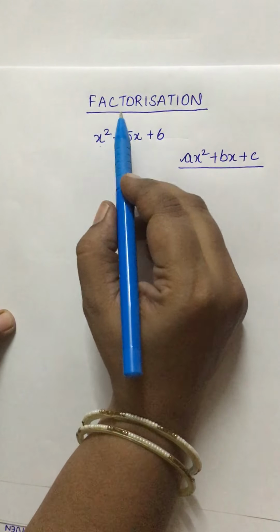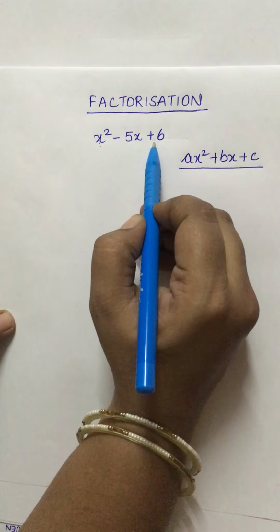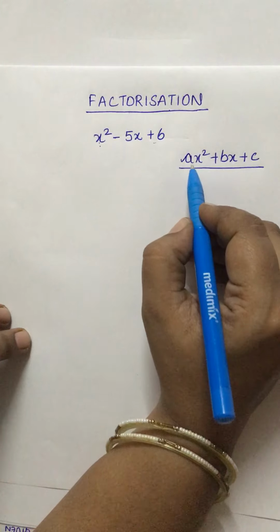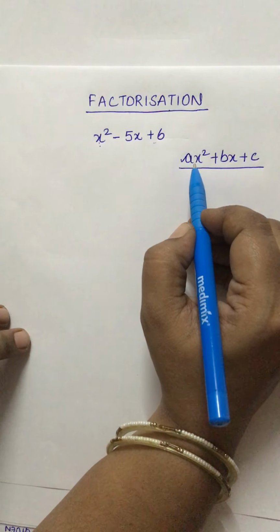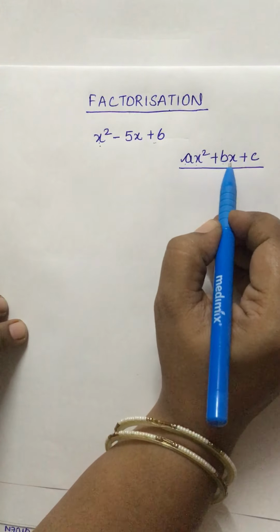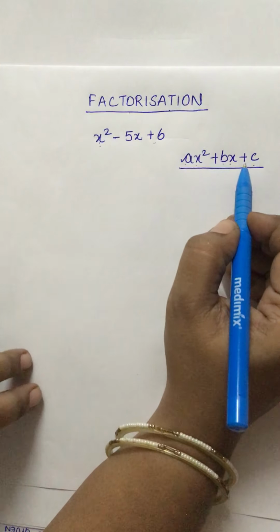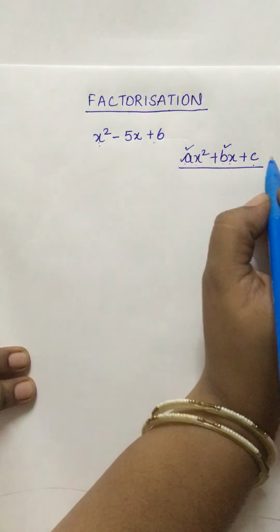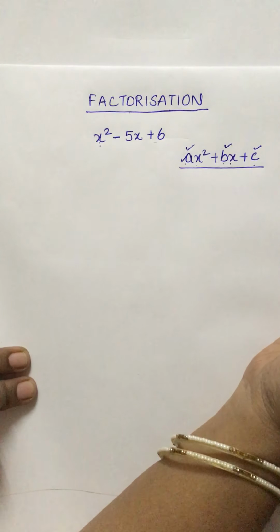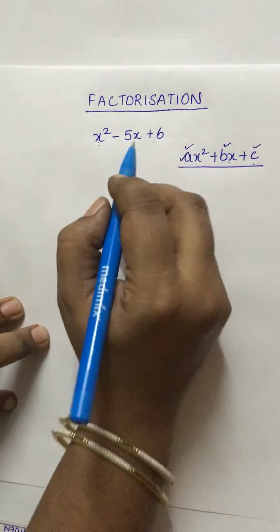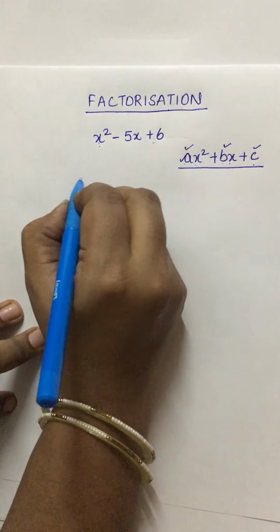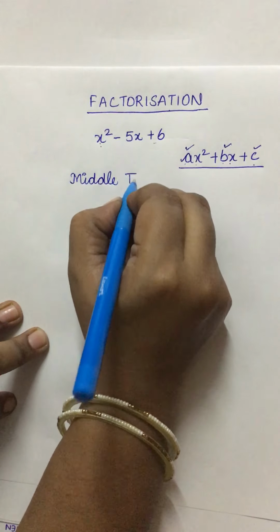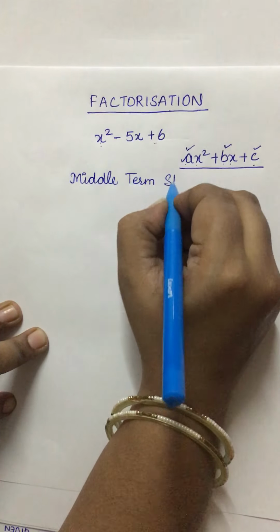So first of all, in order to learn the factorization of quadratic polynomials, you need to recall the general form of a quadratic polynomial. Do you remember? The general form of a quadratic polynomial is ax square plus bx plus c. Here a is the coefficient of x square, b is the coefficient of x, and c is the constant term, right? So this method which we are going to learn is known as the middle term splitting method.